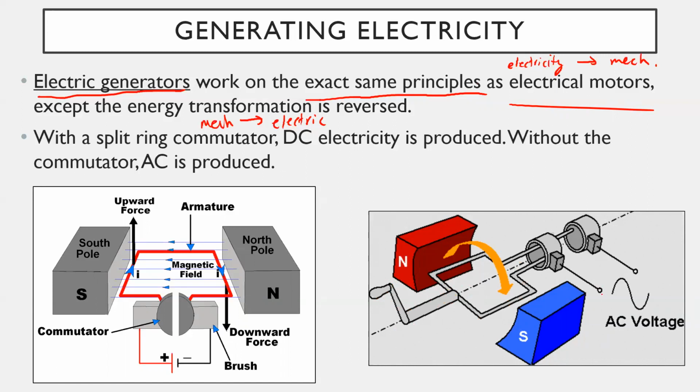With AC voltage, you don't need a split ring commutator, right? Because as it's spinning, of course, the direction of the electricity will bounce back and forth because of the way it's being attracted or repelled. You don't need to know it too much, just know that a generator works exactly the same way as a motor, okay? So just understand the general setup.